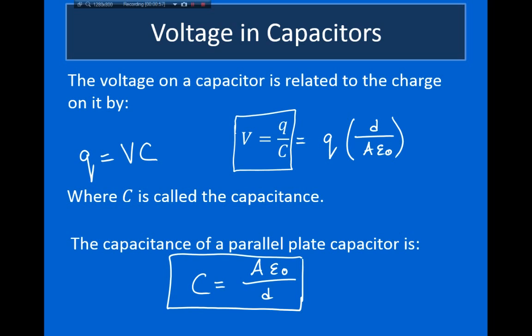Now, of course, I can always add more charge to the capacitor by increasing the voltage as well. So if I push hard enough, I can always add more charge to the capacitor. But for a particular voltage, if I push a particular amount, the capacitance tells me how much charge I can store on that capacitor.